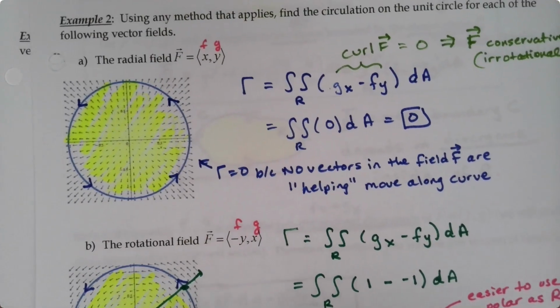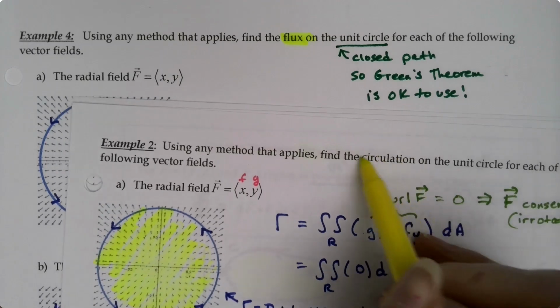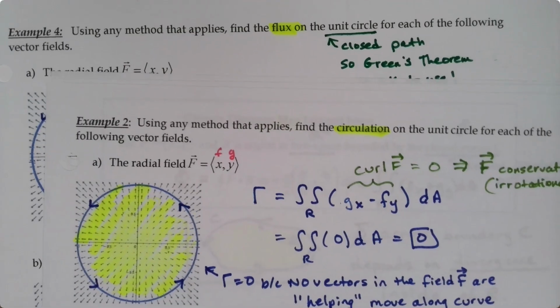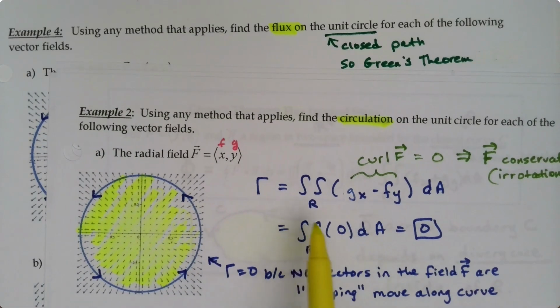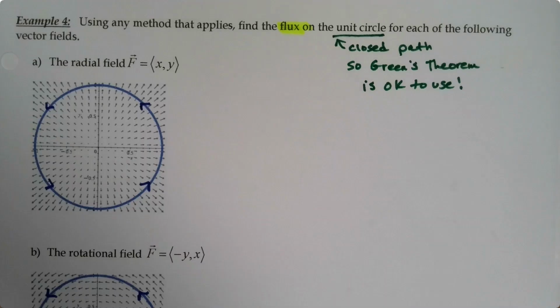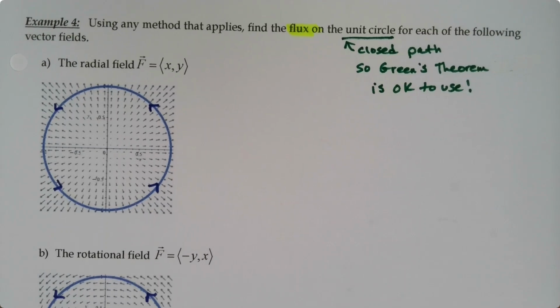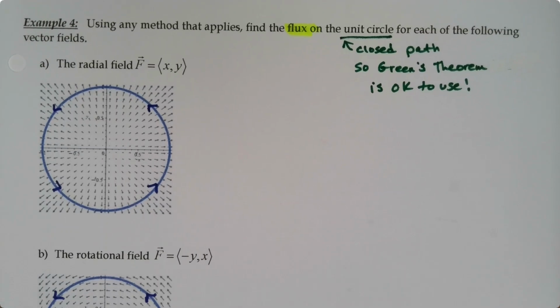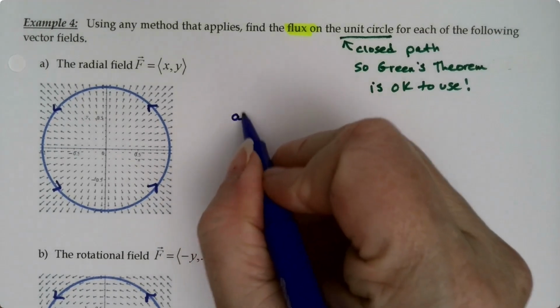but I also want to remind you that we've already done these exact same circles on these exact same vector fields, but back a couple examples ago, we found circulation. So we used Green's theorem, but we used the circulation form. So now we're going to use Green's theorem again, but we're going to use the flux form. Okay, so let's begin with letter A right here.